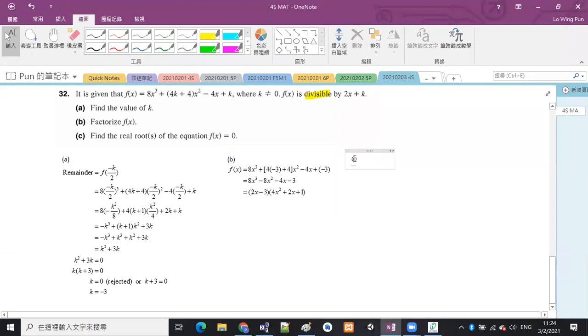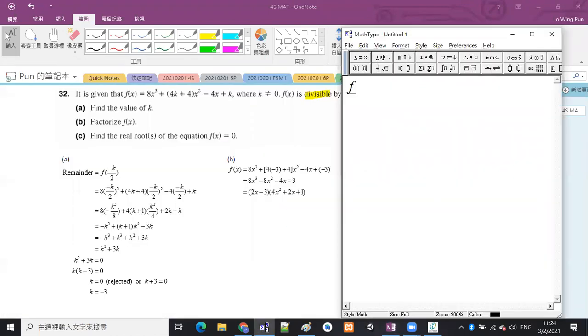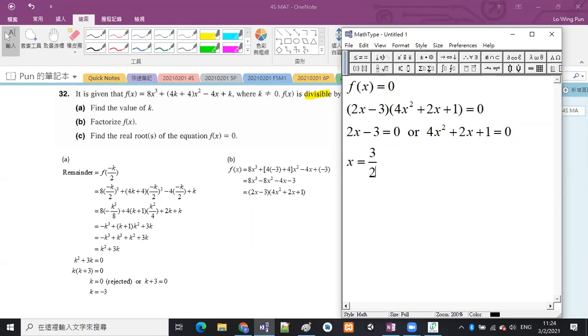Part C, find the real roots of the equation f(x) equal to 0. So f(x) is equal to 0. And again, because we have already factorized f(x) to be 2x minus 3 times 4x squared plus 2x plus 1. The left-hand side is a product of two brackets, and it is equal to 0. Then we can split the equation into two parts. First bracket is equal to 0, or the second bracket is equal to 0. For the first one, it is very easy to calculate the value of x to be 3/2.